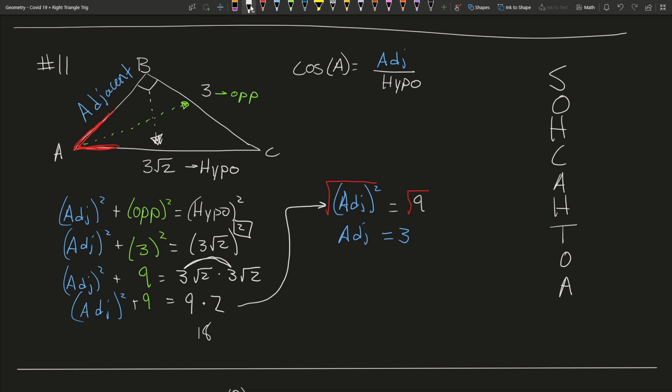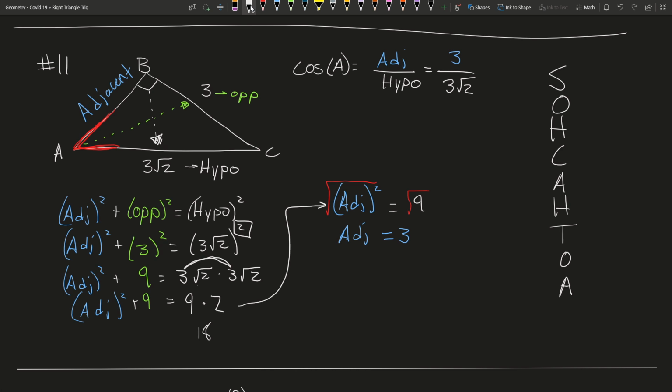A square root times itself will always just be a regular number, yes. So square root of 4 times square root of 4 is just 4. Square root of 17 times square root of 17 is just 17. All right, then we have to plug those numbers into the trig ratio. So our adjacent side is 3, and our hypotenuse is 3 rad 2.